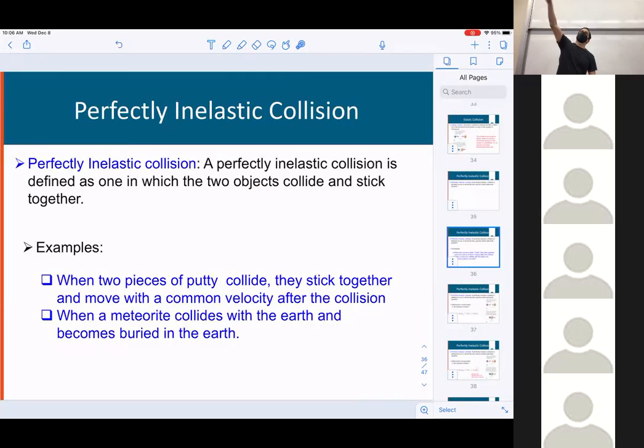So next time you see a little meteor shower, be like, hey, we may have a perfectly inelastic collision. What a beautiful night. Anyway. Any questions on that?